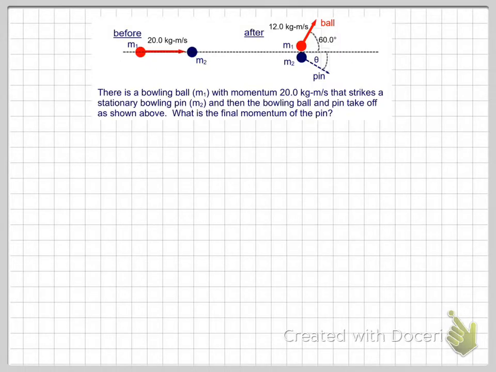There's a bowling ball M1 with a momentum of 20 kilogram meters per second that strikes a stationary bowling pin M2. The bowling ball and pin take off as shown above. What's the final momentum of the pin? All right, so with these collisions, we need to compare before the collision with after the collision.